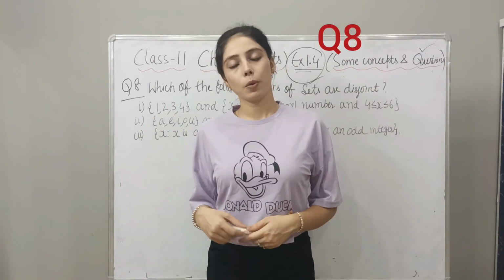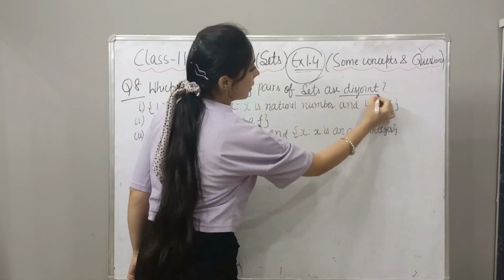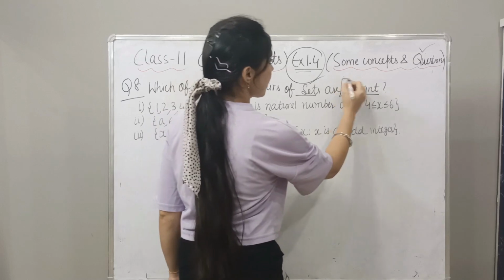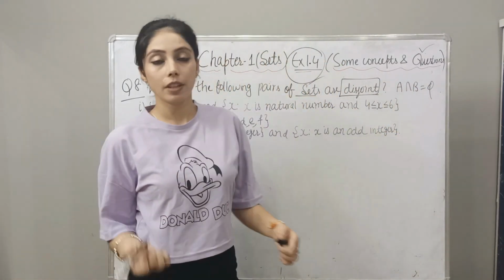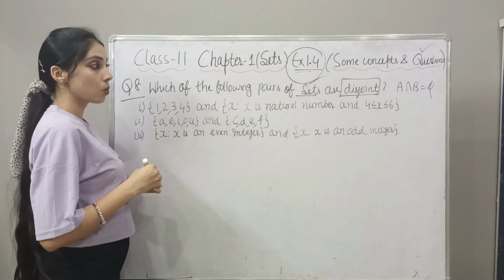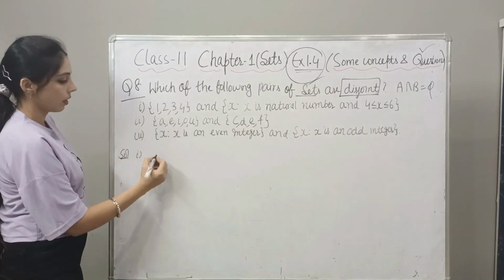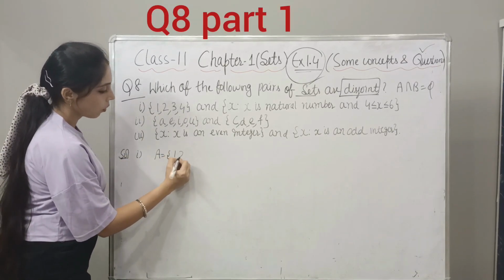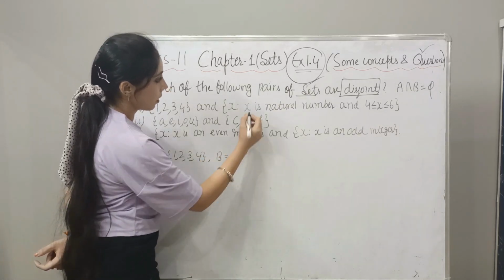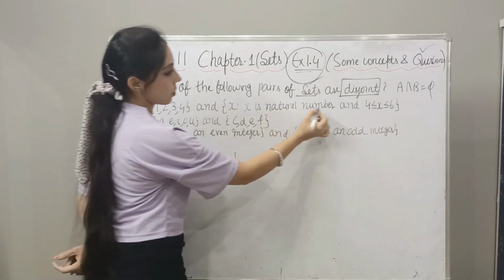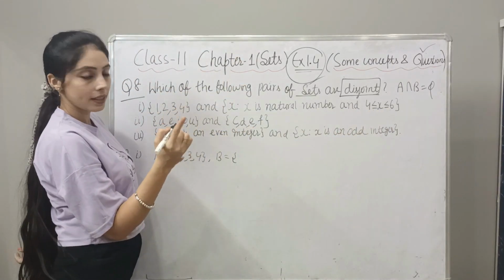Let's discuss question number 8, which is: which of the following pairs of sets are disjoint. Disjoint means the intersection is the empty set. A and B are said to be disjoint if their intersection has no element, meaning no common element. So we will discuss part 1. Here A is equal to 1, 2, 3, 4 and B is the set of those elements which are natural numbers and lie between 4 and 6.